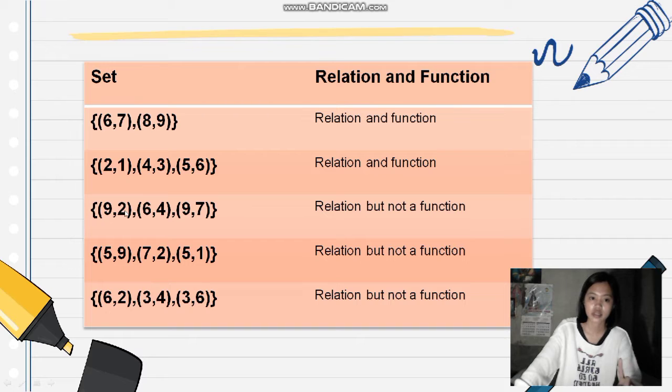9, 6, and 9. Set of ordered pairs, relation, but look at the x coordinates natin, yung mga elements natin sa x, which is yung 9 ay naulit.